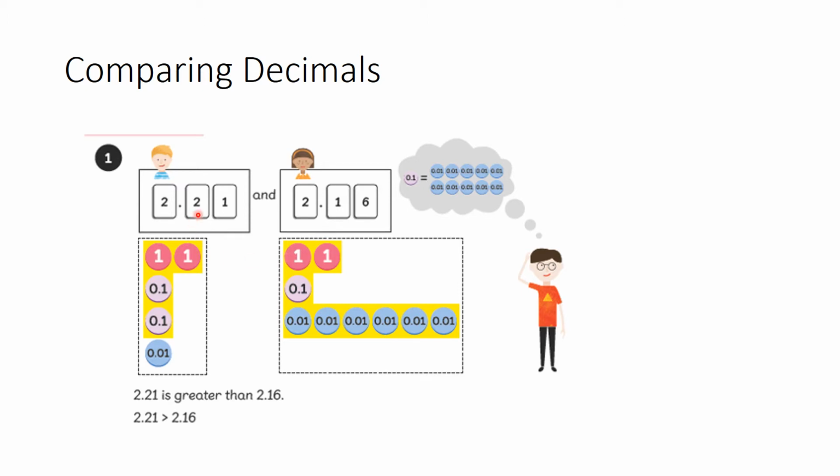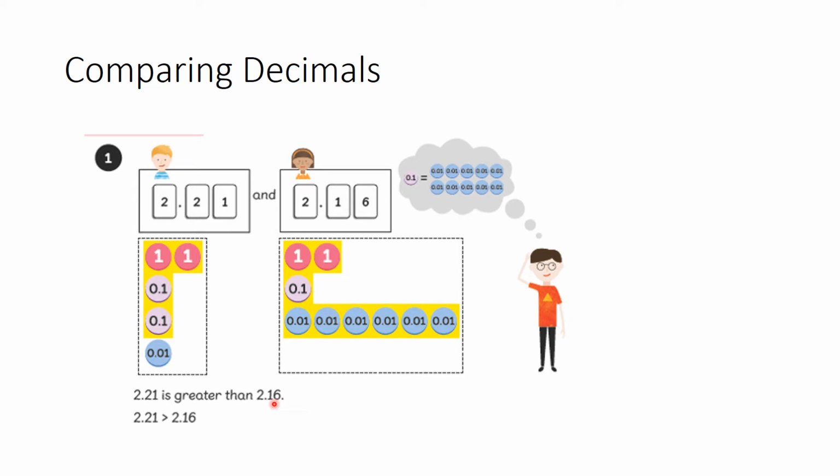I'm then going to the tenths column and I can see that Sam has 2 counters, whereas Havana only has 1. Even though in our hundredths, Sam has 1 hundredth counter, and Havana has 1, 2, 3, 4, 5, 6, the tenths are worth more than the hundredths. So the fact that Sam has 2 tenths means that his number must be bigger. So here we have 2.21 is greater than 2.16.